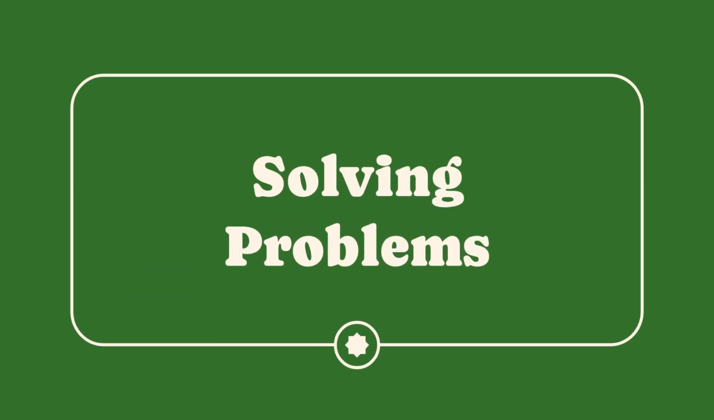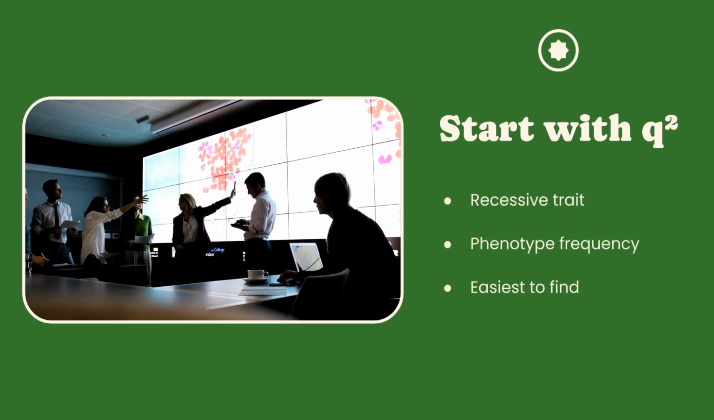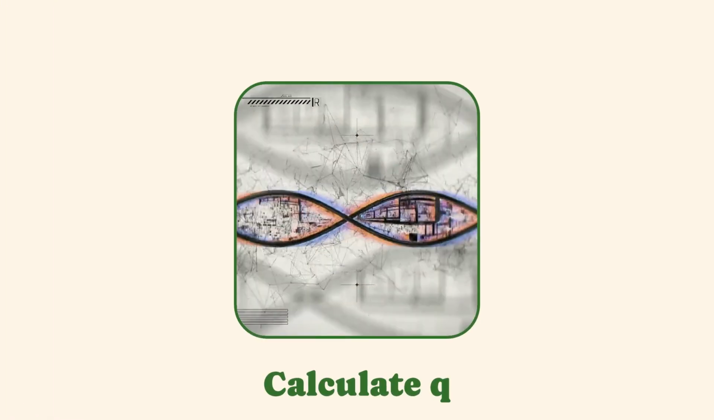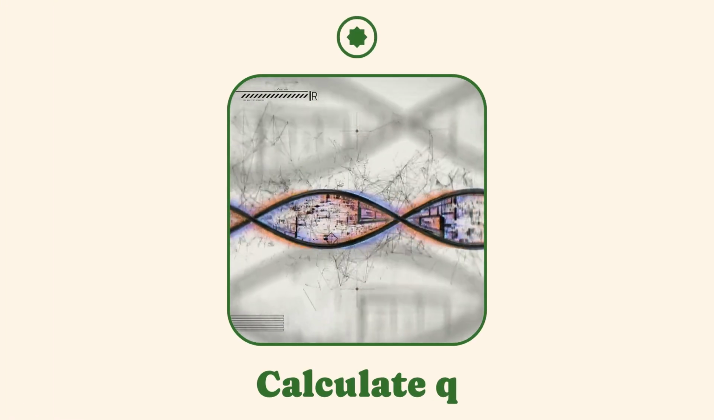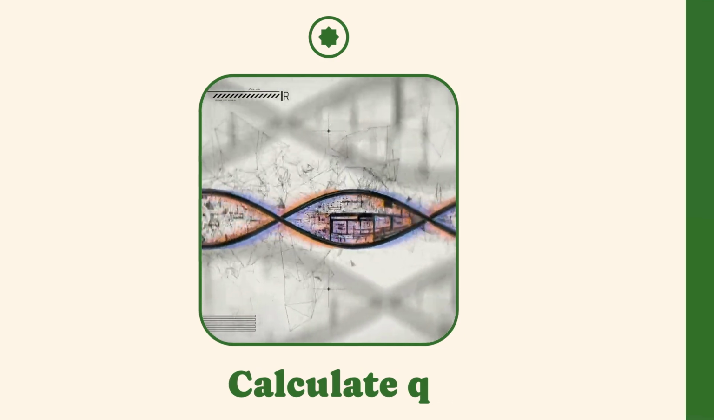Now, let's talk about the practical steps for solving Hardy-Weinberg problems. The best tip is to always start with q squared, the frequency of the homozygous recessive genotype, which corresponds to the observed recessive phenotype. Once you have q squared, take the square root of that value to find q, the frequency of the recessive allele.